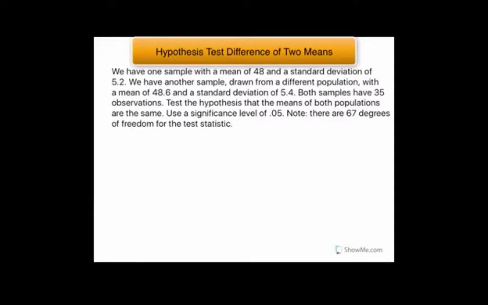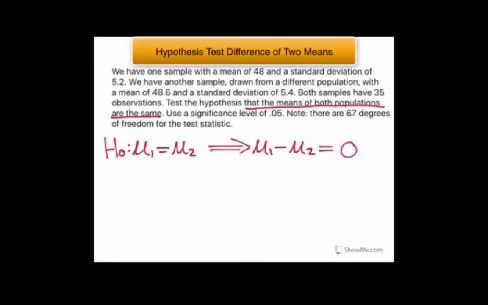So the first thing we might want to do is, we're testing a hypothesis, so we want to write down what the hypotheses are. It tells us the hypothesis that the means of both populations are the same. So let's say mu1 is the mean of the first population, mu2 is the mean of the second population. And I'm actually going to write this another way, an equivalent way, that will help when we're calculating the test statistic. You can just subtract mu2 over to the other side, say that their difference is 0.